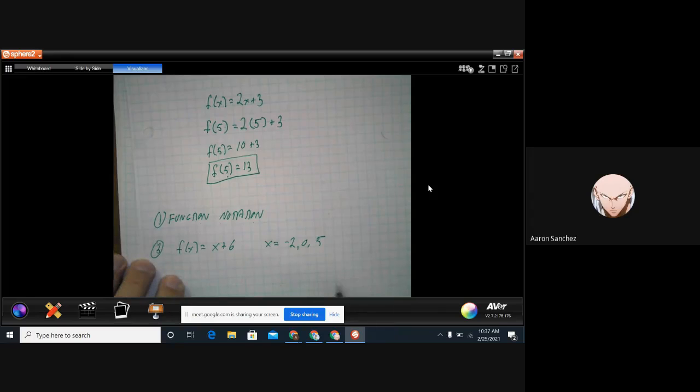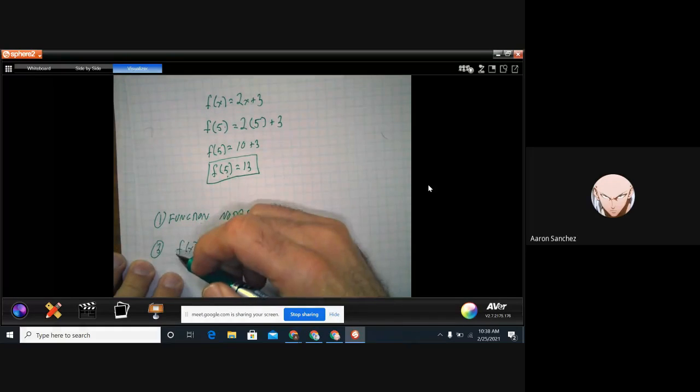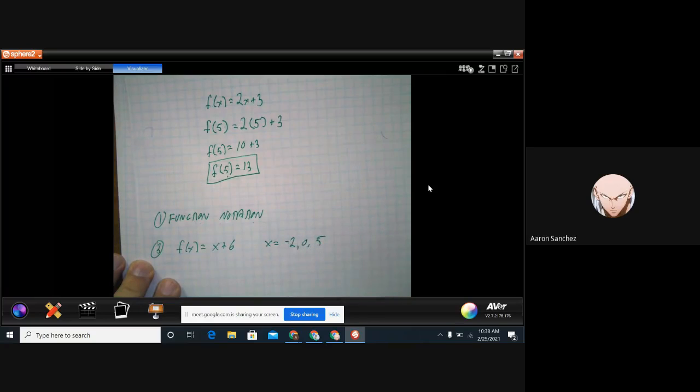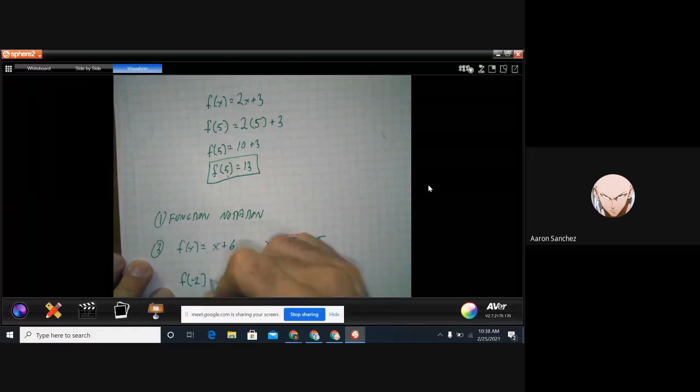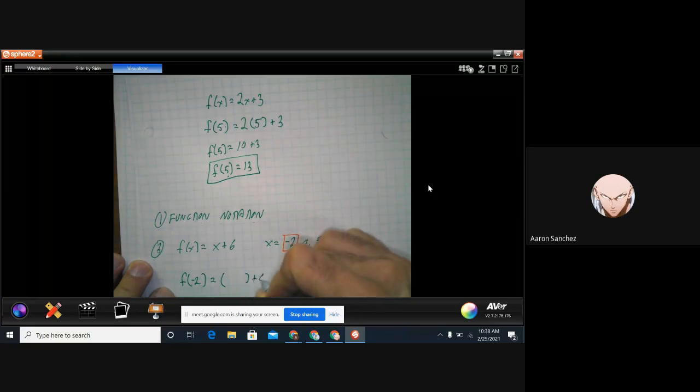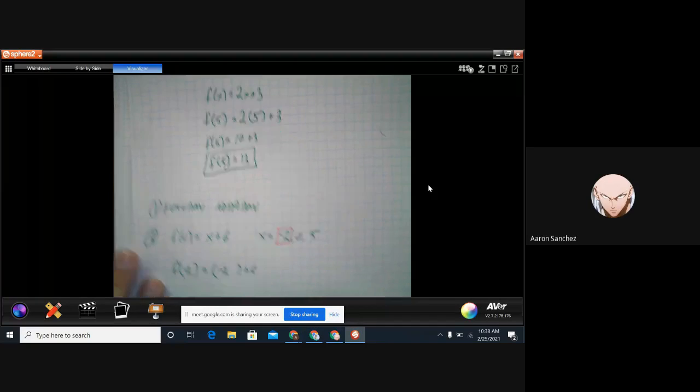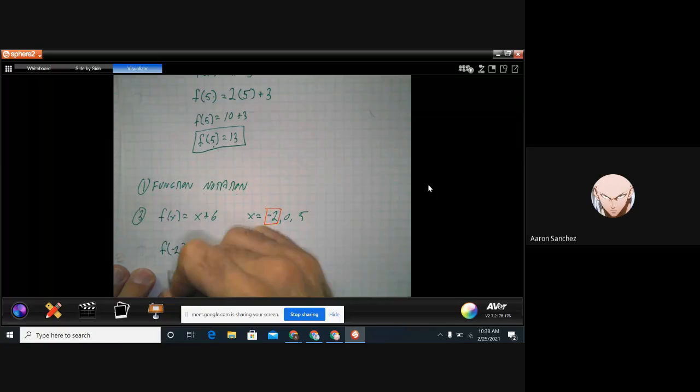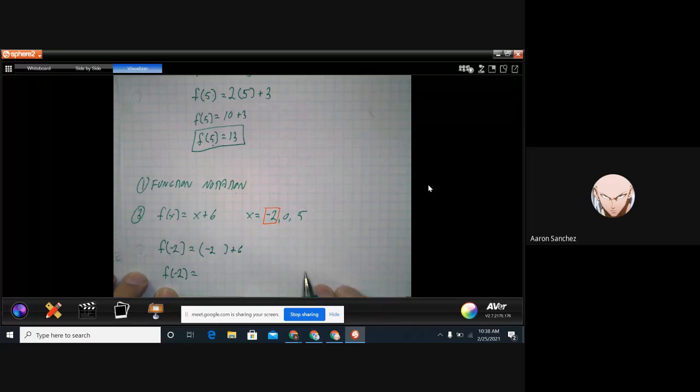Okay, let's look at number 3. It tells us to plug in -2, 0, and 5 for f of x. Okay, so let's do -2. Everyone doing this with me? Let's do -2 first. I'm going to do it in orange. This is on your test. F of, instead of x, we plug in -2. Instead of x plus 6, we do -2 plus 6. So what is f of -2? What's -2 plus 6? You just add those.